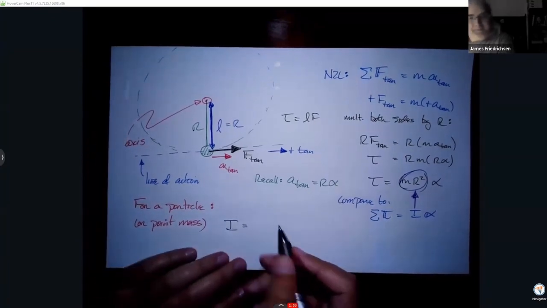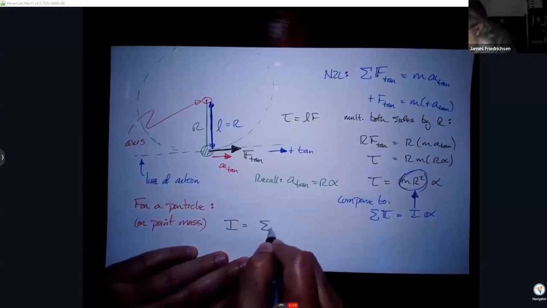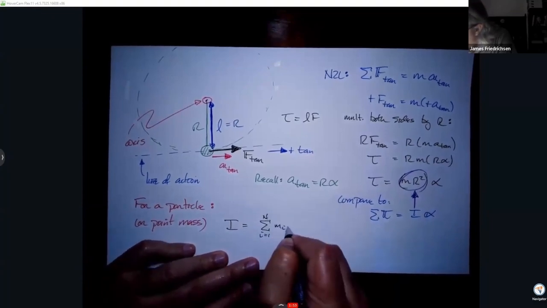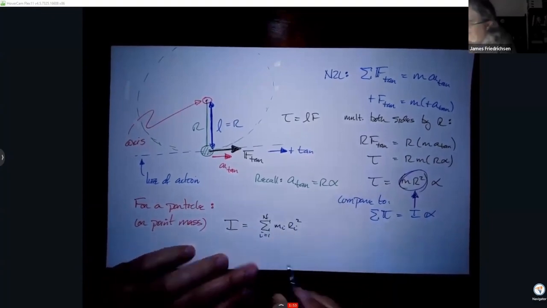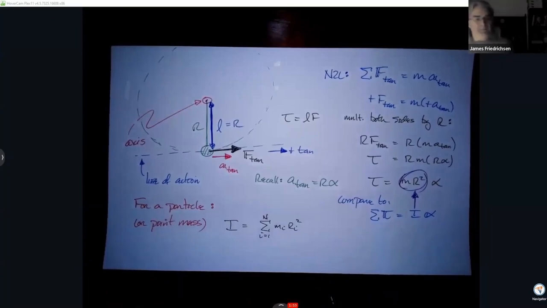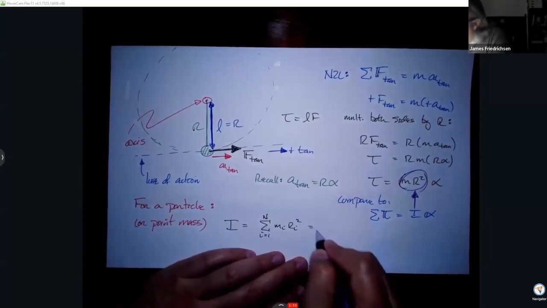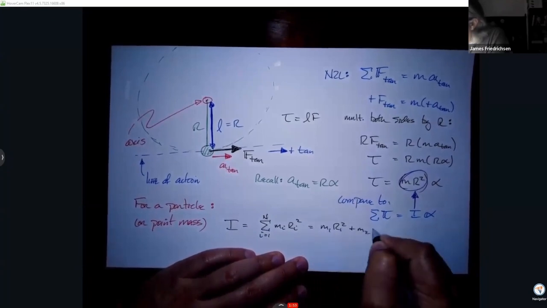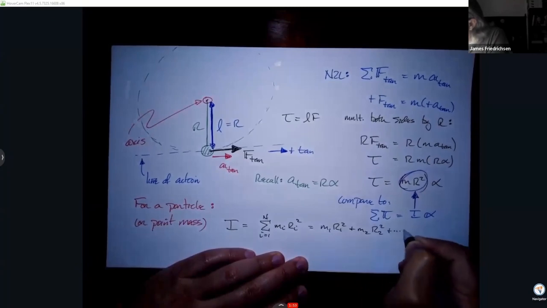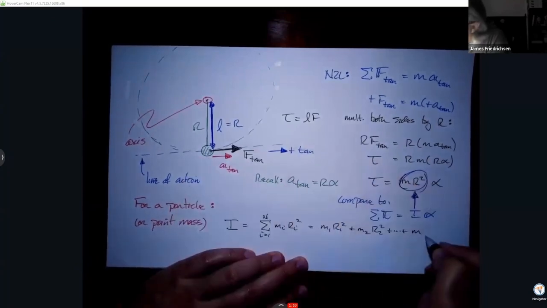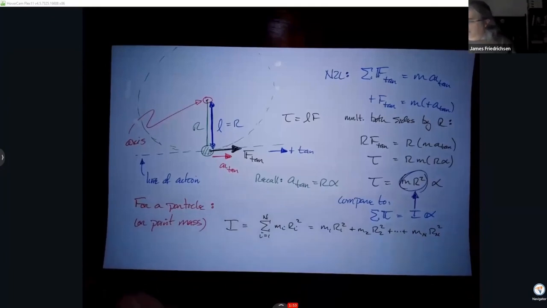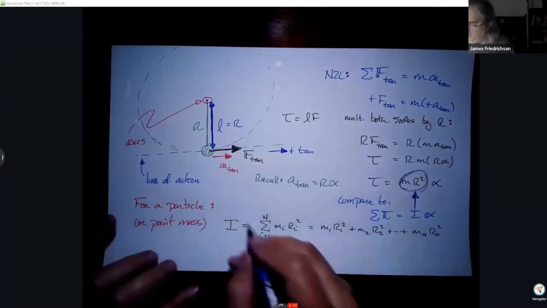our moment of inertia is going to be equal to the sum from 1 to n of m r squared. And if I write out what this looks like, this will be m1 times r1 squared plus m2 times r2 squared, and you keep going until you run out of little particles. So mn is the last one times rn squared. And so this is our moment of inertia.